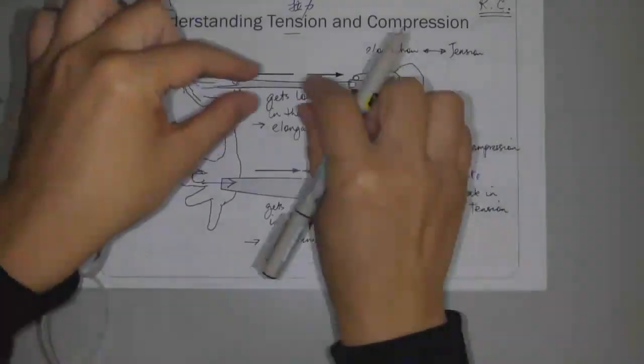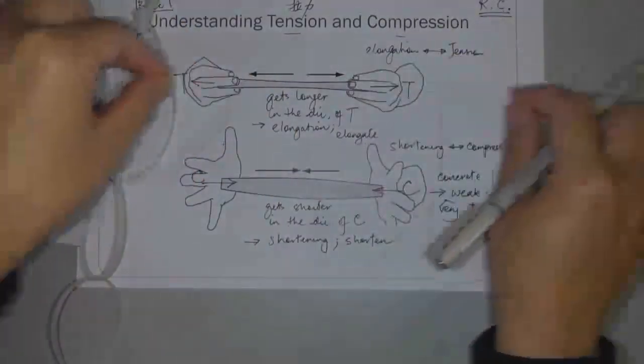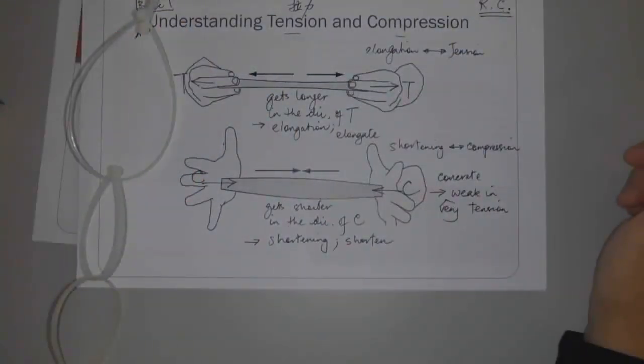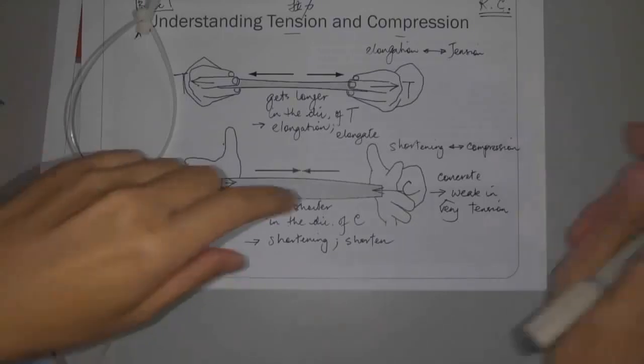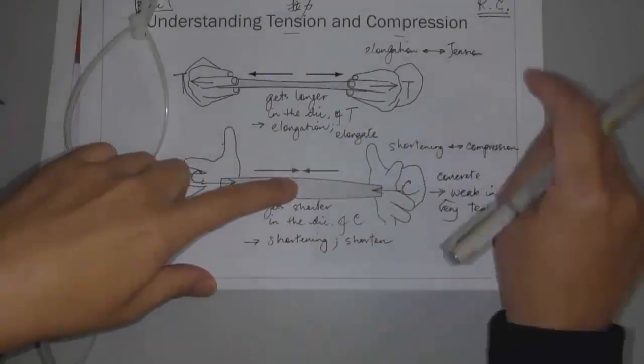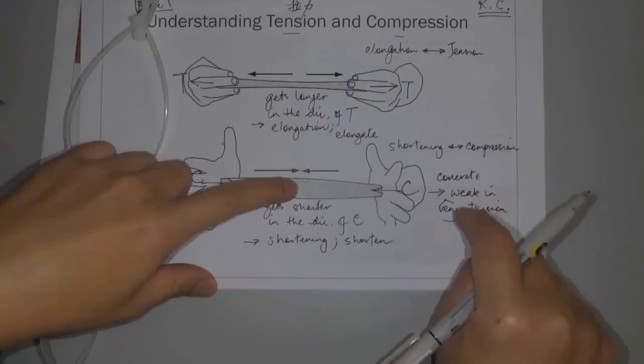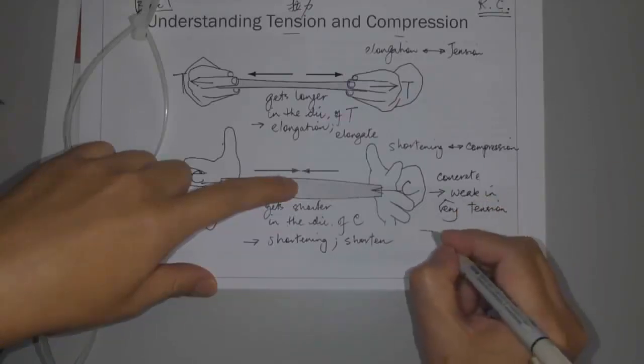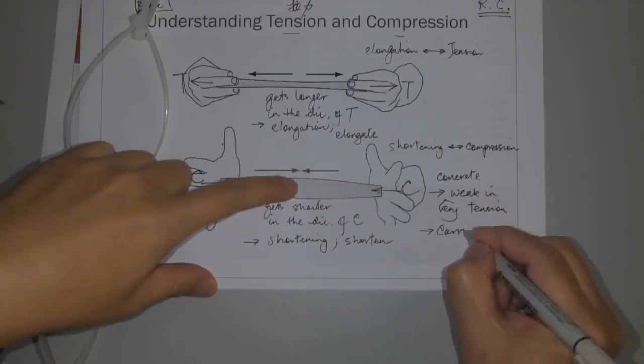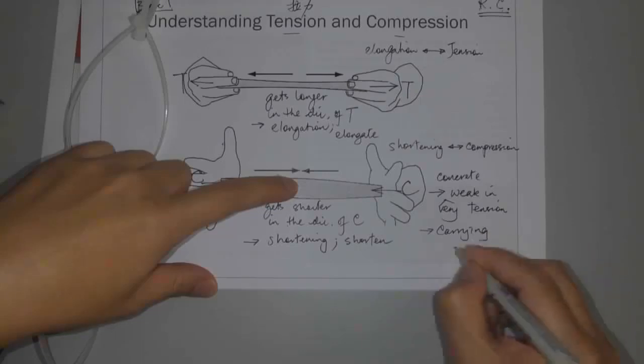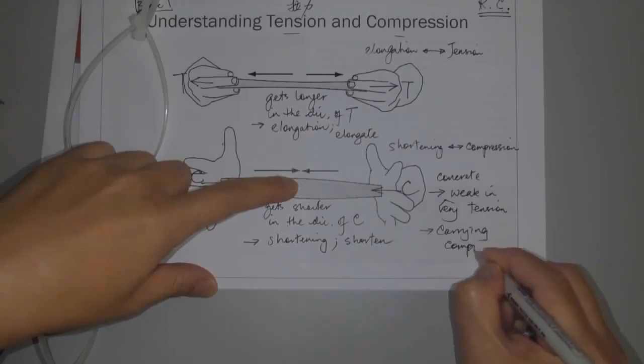So if you've got a piece of concrete and you try to pull it, what happens? It cracks, and it breaks into two parts, or many parts, easily. Right? Because concrete is very weak in tension. It's relatively strong in compression. So that's why in reinforced concrete structures, concrete is responsible for carrying compression.